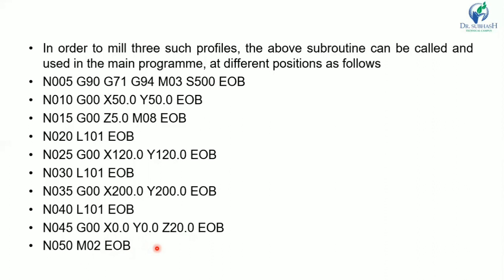So from this program, we can say that the length of the part program has been considerably reduced using the subroutine. The main program is written in absolute mode, that is G90, and the subroutine is written in incremental mode, that is G91, since it has to be used at different locations.